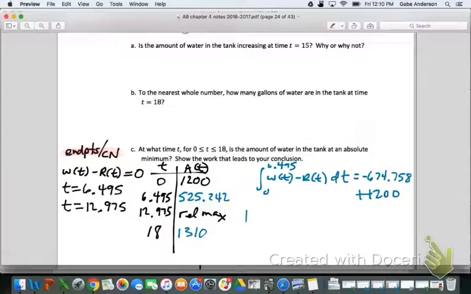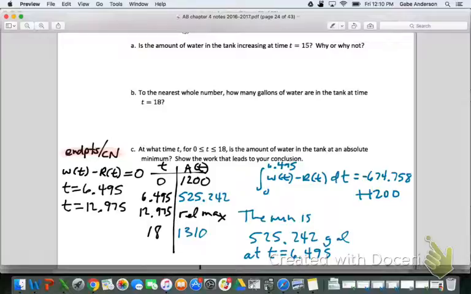We want to say the min is 525.242 gallons. It did ask for what time, so I guess we could say at t equals 6.495. So as far as showing the work that leads to your conclusion, it's your table. It's considering all the candidates, and then the little bit of work you had to do to fill out your table. That would be the work leading you to your conclusion.